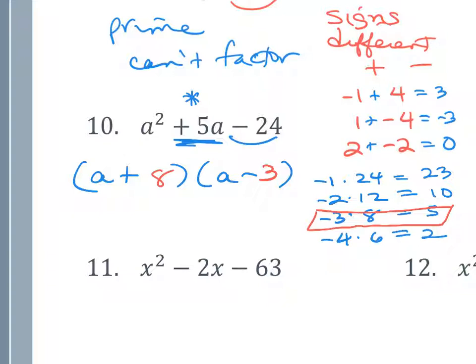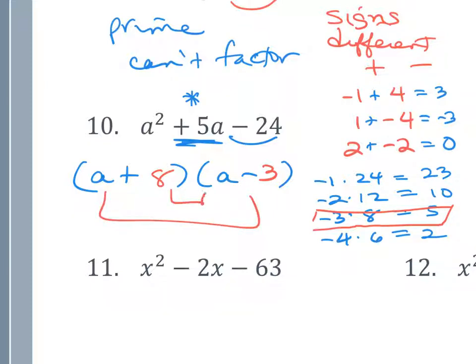Now, it's really when you hit these that you really should FOIL. Because let's say you put a plus 3 and a minus 8, this one would have the wrong sign in the middle when you FOIL it. Okay? So just be careful and double check the outer and the inner.